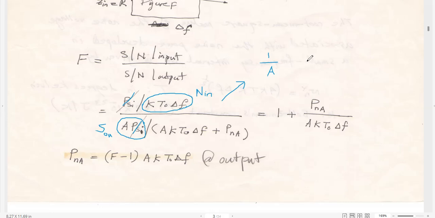This will be in the numerator. You will have A K T naught delta F plus P_nA, the noise of the amplifier generated by the amplifier itself, and this will be in the denominator. This will be K T naught delta F.